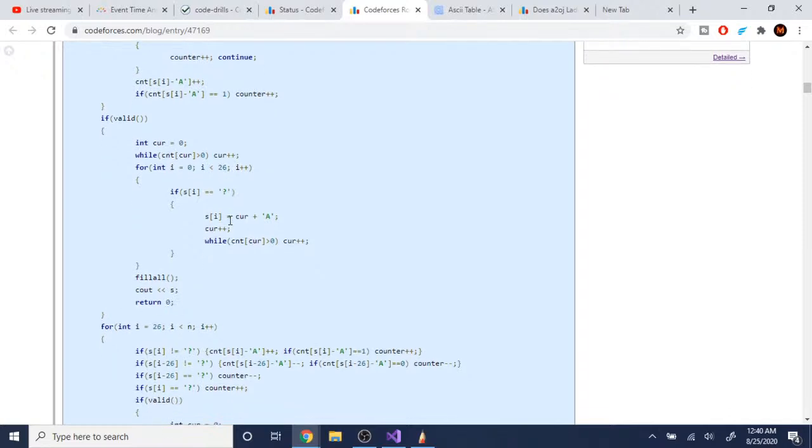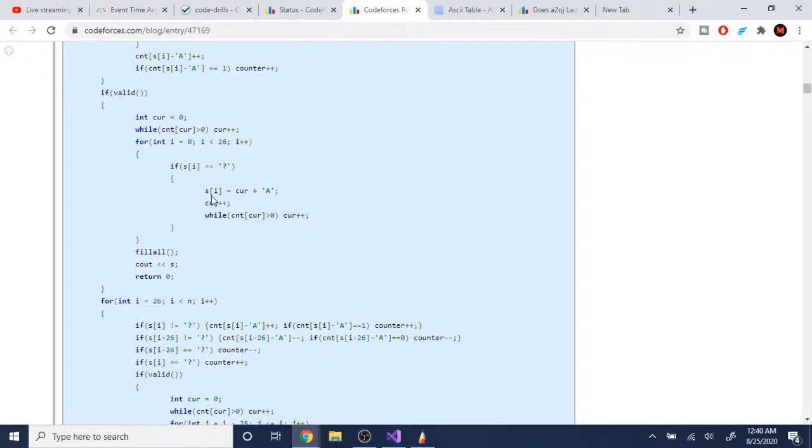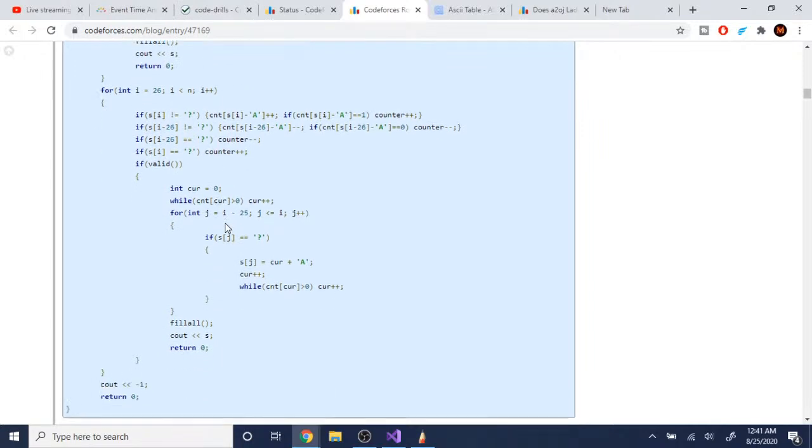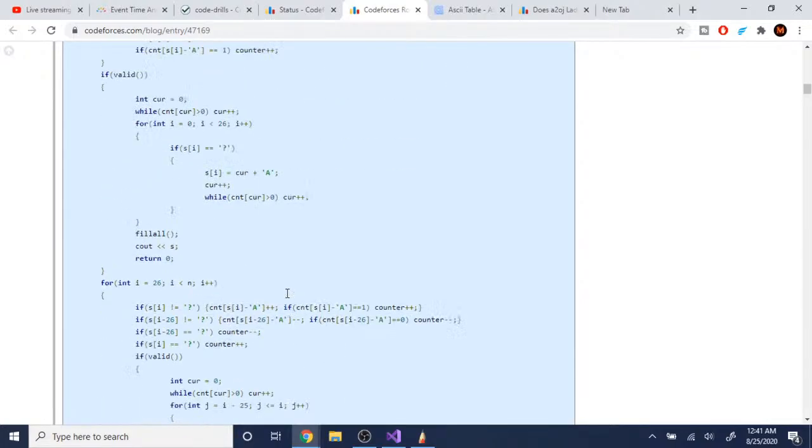If we're going to start from 0 to 26, if it's equal to a question mark, we are going to set it equal to cur plus a. Okay, that does make sense, sort of. Cur plus a, cur plus plus. If counter at cur is greater than 0, cur plus plus. Fill it all with... This is even more difficult to understand.